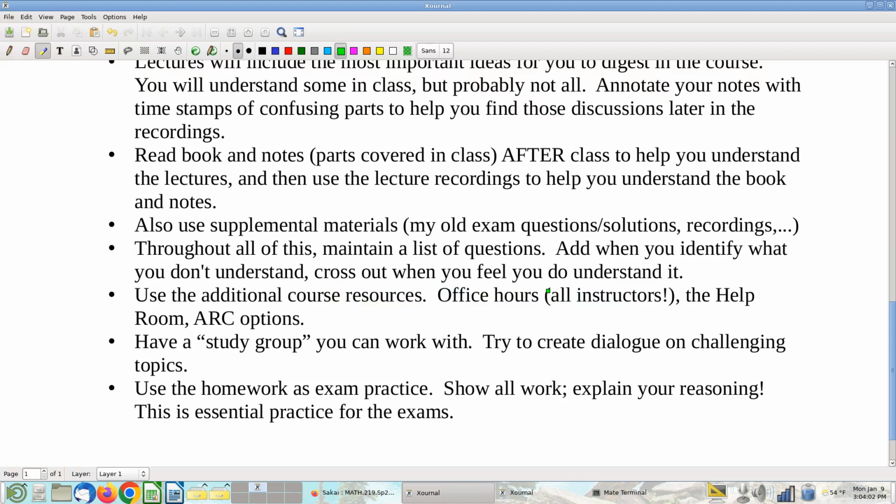Okay, so additional course resources. I hope you'll take advantage of all this stuff. Office hours, again, don't forget you're invited to all the instructors' office hours. All of those hours will be posted eventually. Should be before classes start. The help room, I think, is a great resource. It is open, I believe, 2 nights a week. I want to say Sunday and Thursday, I think. Anyway, you know what? Let's just find out.